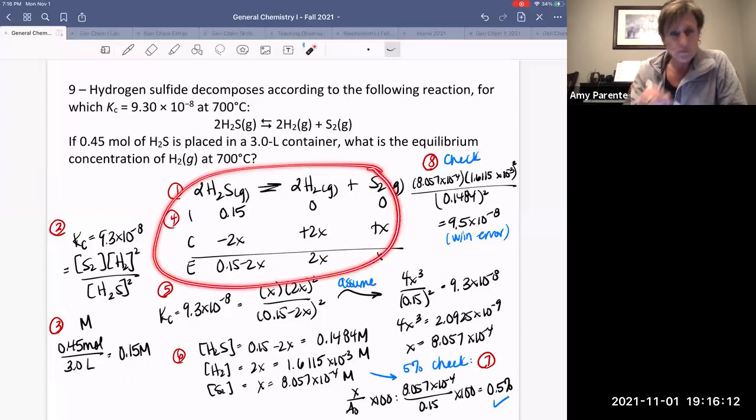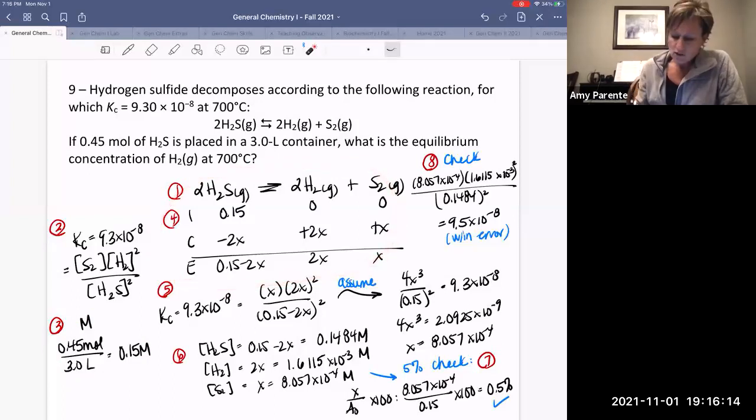Next thing we need to do is fill out our ICE table. So that's what we have here in the middle. Okay. We know that since we have none of the products that we formed, our reaction is going to shift to the right. So that means we're going to lose 2x of H2S, gain 2x of H2, and gain x of S2. As we propagate that down to our equilibrium row, we're going to have 0.15 minus 2x, 2x, and x. And I'm going to pause there for a second. And Sarah S., see if you have any comments or questions at this point.